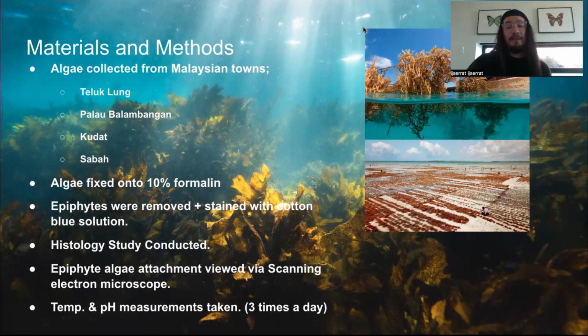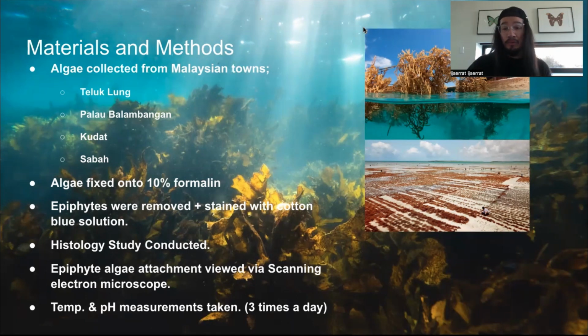Diving into our materials and methods, algae was collected from four Malaysian towns listed right below. In a laboratory setting, the algae was fixed in 10% formalin. This helped with the preservation of the thallus by preventing its decomposition and decay. Following this, the epiphytes were removed and stained with cotton blue solution.